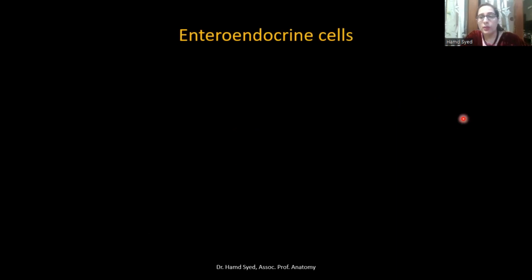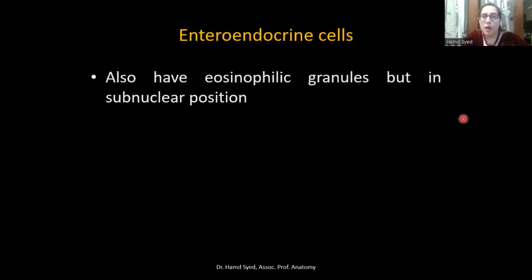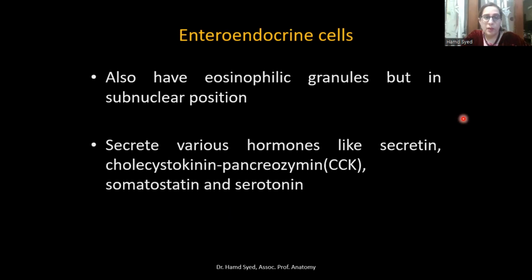The next cell population within the epithelium of the small intestine are the enteroendocrine cells. These cells have been mentioned before when I talked about the histology of the stomach. I told you that these are a part of the diffuse neuroendocrine system, and they are secreting different hormones with different functions throughout the gastrointestinal tract. Now, these enteroendocrine cells also have eosinophilic granules, but their granules are present not in the apical portion, but in the subnuclear, that is, beneath the nuclei, basal portion. Examples of hormones secreted by enteroendocrine cells are secretin, serotonin, somatostatin, and cholecystokinin-pancreozymin.